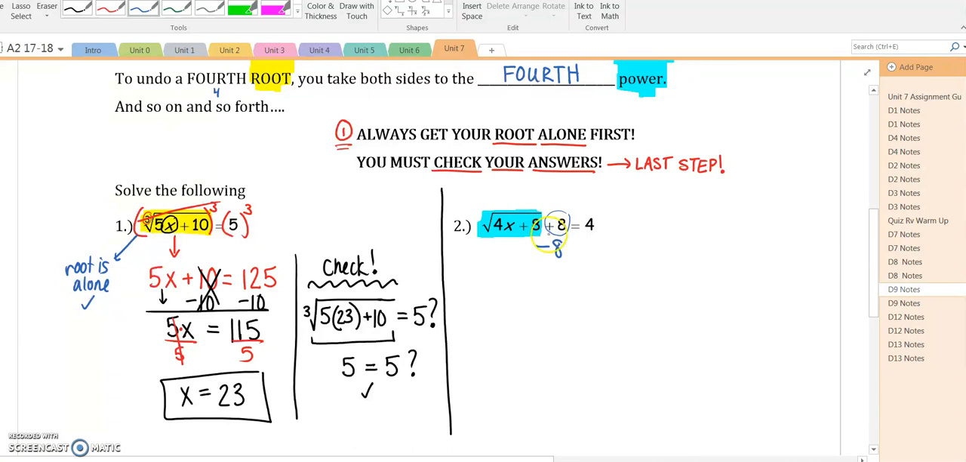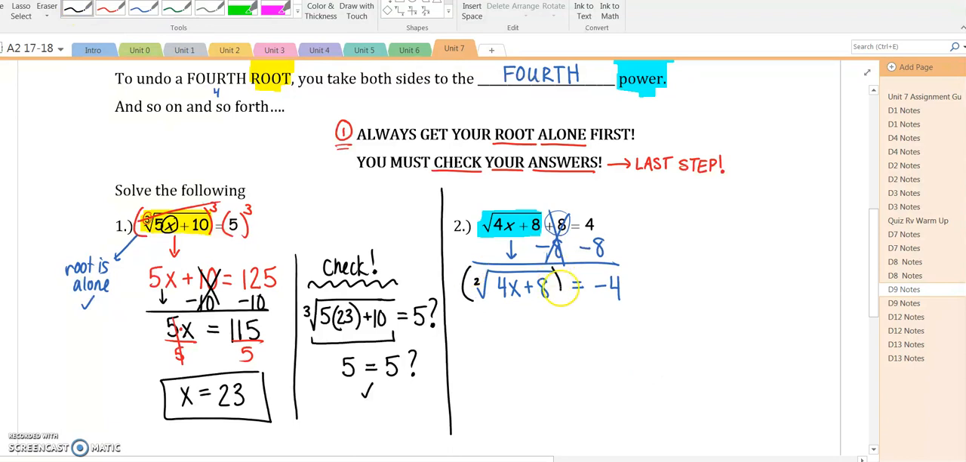And to get rid of addition, I subtract. And so 4 minus 8, that will be negative 4. And then I'll just bring this down. Square root 4x plus 8. So now my radical's alone, so I'm going to get rid of it. And again, remember, if there's no number here, that's really a 2.